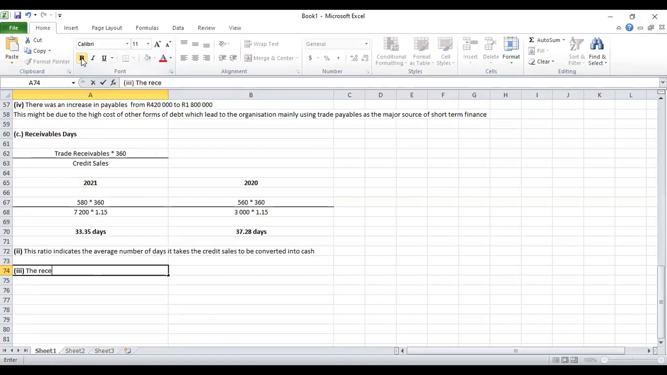The receivables days have reduced from 37.28 days in 2020 to 33.35 days in 2021.